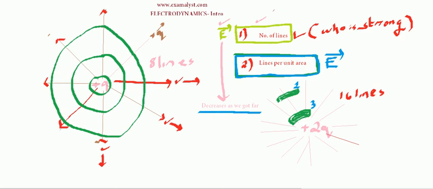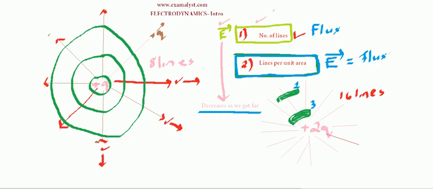Now that we have understood that number of lines can represent electric field, let us try to do some more things. Before I continue, let me give you the technical names behind these quantities that I just defined here. The total number of lines is called flux, and lines per unit area, which represents the electric field, is called flux density.